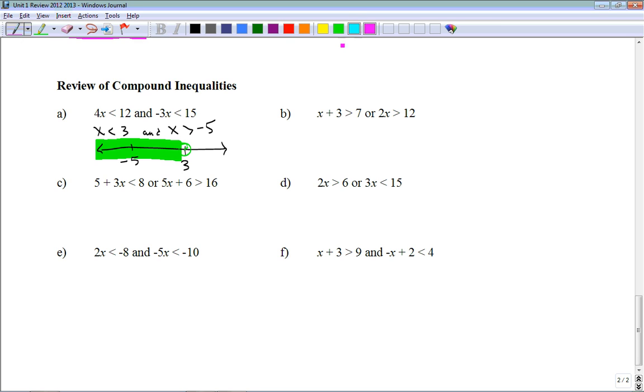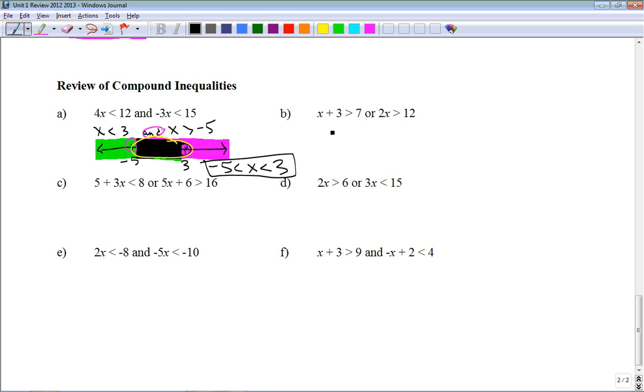So if we do, say, purple. Okay, so we have -5, there's going to be an open circle, but we're going to go greater than -5. That's going this way. And actually, just look at where it overlaps, which turns out is right in here. So our answer will be this in-between thing: -5 < x < 3. So remember, and is picky. It only wants where it overlaps.